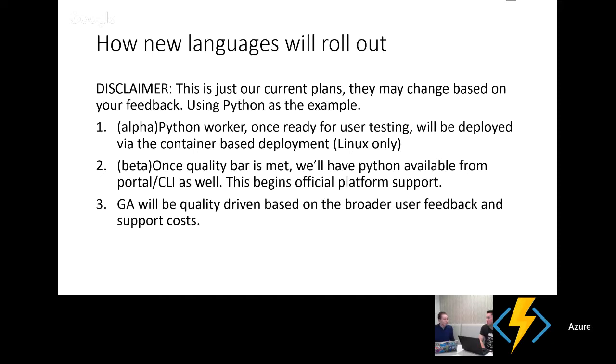So we want to make sure that it doesn't have any worse cold start than any of the other languages. We want to make sure that it performs well at scale. We want to make sure that we have the right supportability documentation and help to make sure that we can support cases like, this dependency X doesn't work.